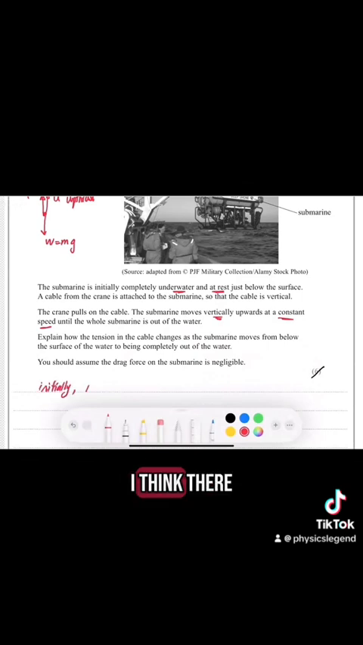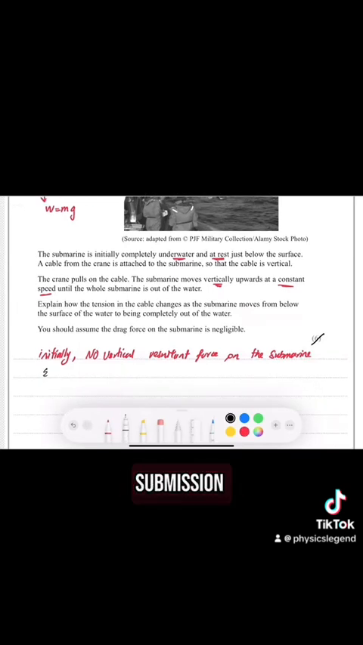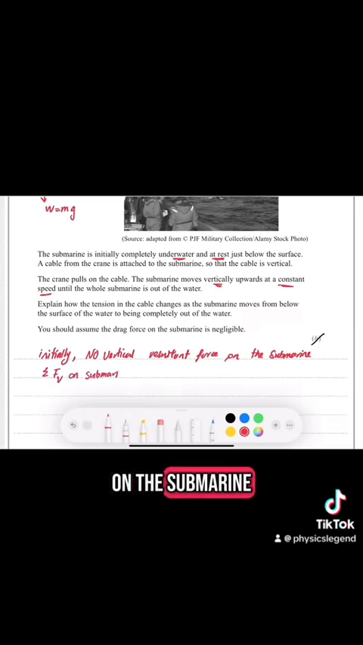Initially, I think there is no vertical resultant force. Why? Because you are at rest. This resultant force is acting on the submarine, which means F vertical on the submarine equals 0. Why? Because he said the submarine moves at constant speed, so with constant speed, there is no resultant force.